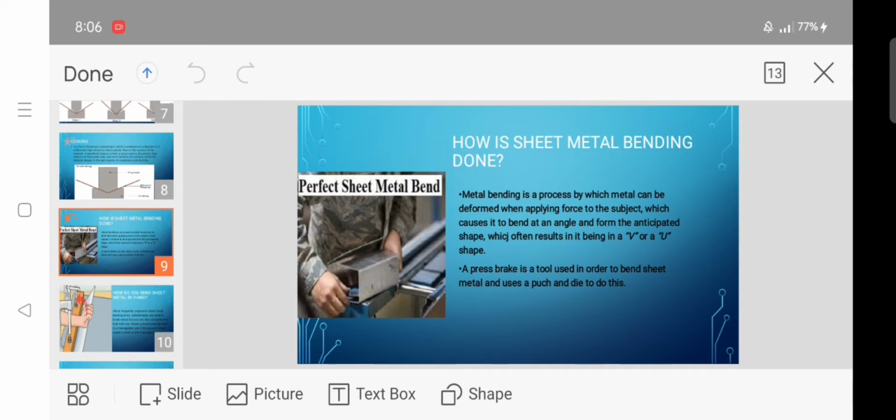So how is sheet metal bending done? Metal bending is a process by which metal can be deformed when applying force to the subject, which causes it to bend at an angle and form the anticipated shape, which often results in it being in a V or a U shape. A press brake is a tool used in order to bend sheet metal, and it uses a punch and die to do this.